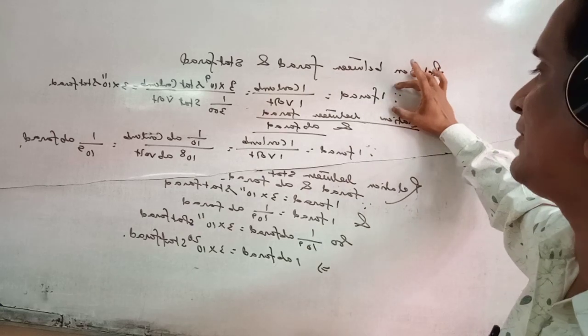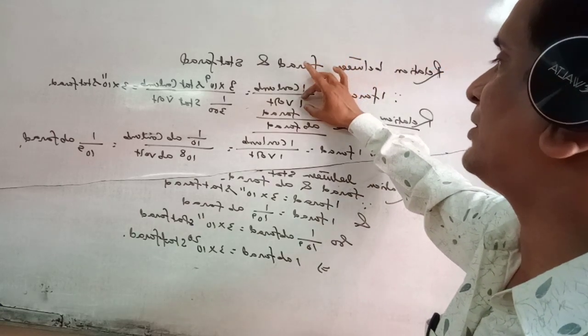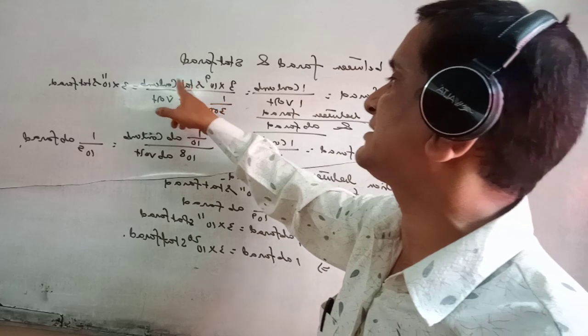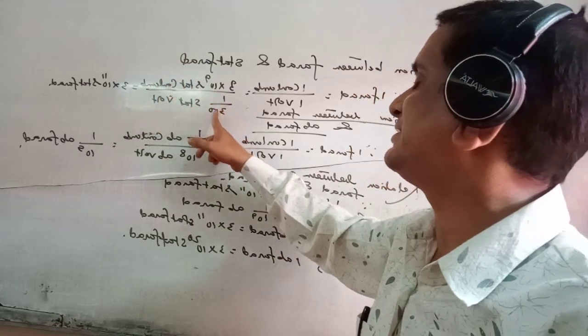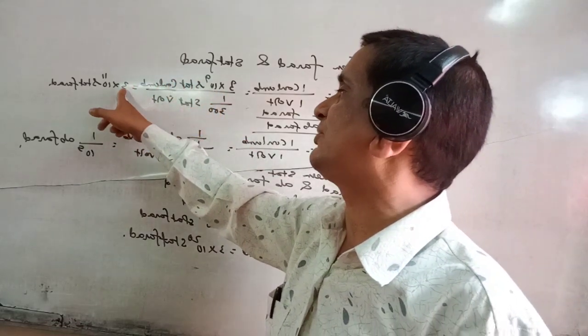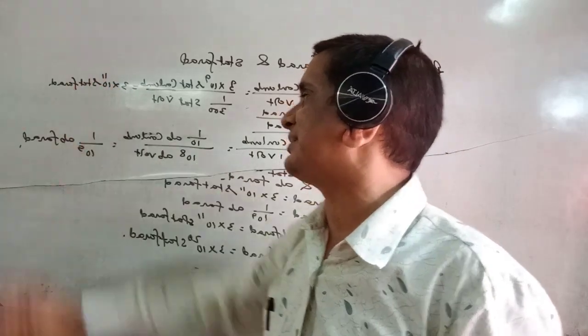We know 1 farad equals how much? 1 coulomb by 1 volt. That equals 3 into 10 to the 9 stat coulomb divided by 1 by 300 stat volt. So the result equals how much? 3 into 10 to the 11 stat farad.